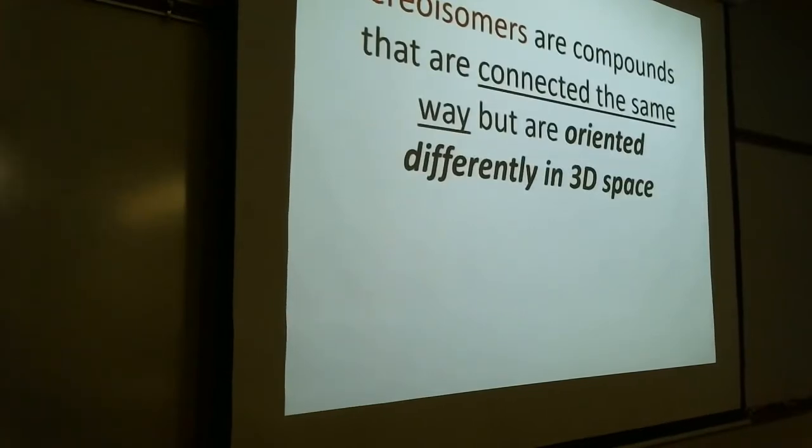Now let's talk about stereoisomers. These are molecules that are connected the same way, but oriented differently in three-dimensional space. You might think, well, how can they be connected the same and oriented differently? That sounds funny. Well, we're going to look at some examples. Same connection, different orientation in 3D space. And this is where a model kit is useful, especially if you're planning to take Organic 1. You spend a lot of time on stereoisomers. Model kits are really useful for that.